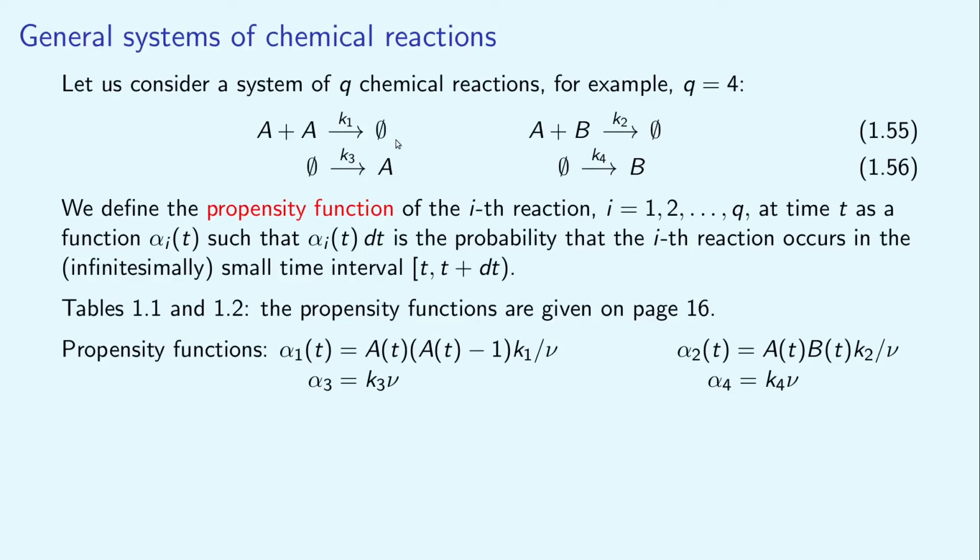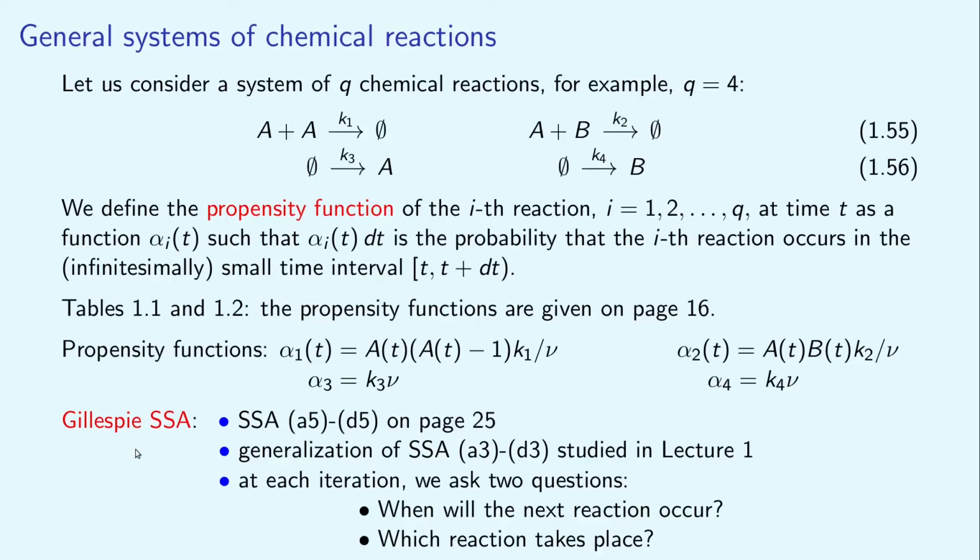Considering the first reaction, when A reacts with itself, its propensity is again proportional to the number of available pairs of reactants, which in this case is A times A minus 1. In particular, if there is only one molecule of A in the system, then this reaction cannot occur, and its propensity is 0. Once we define the propensities, it is easy to write the SSA for simulating a general system of chemical reactions. It is given on page 25 as the Gillespie SSA, denoted SSA A5D5.